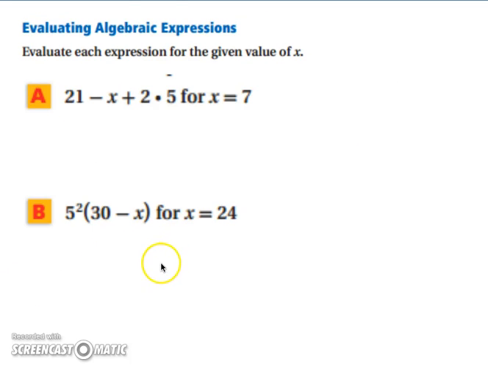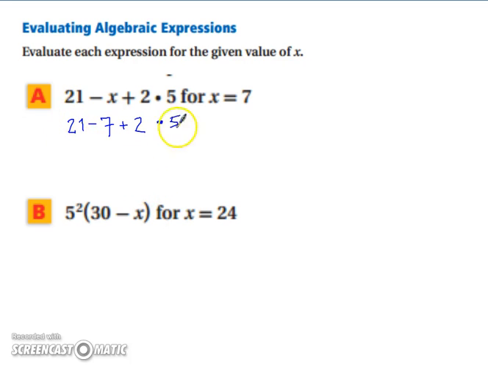Let's try evaluating algebraic expressions. Evaluate each expression for the given value of x. That means we're going to have to substitute. So we can substitute, in this case, 7 in for x. So we're going to have 21 minus 7 plus 2 times 5.